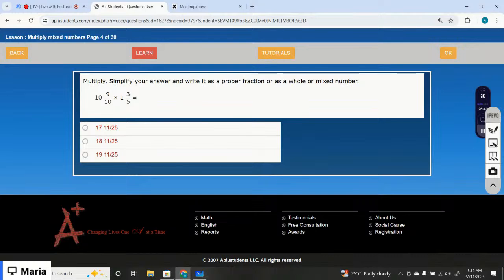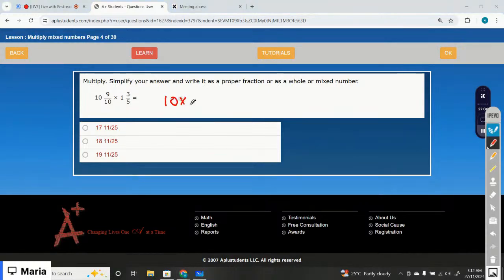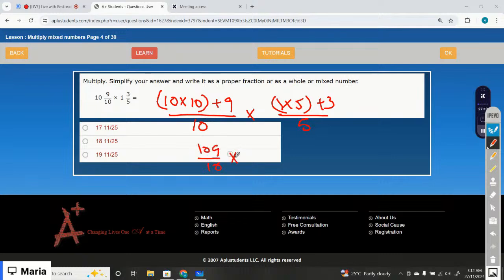Multiply 10 whole 9 by 10 times 1 whole 3 by 5. 10 times 10 plus 9 over 10. You have to do 1 times 5 plus 3 over 5, right? So 10 times 10 is 100. 100 plus 9 is 109 over 10. 5 plus 3 is 8 and 8 over 5.